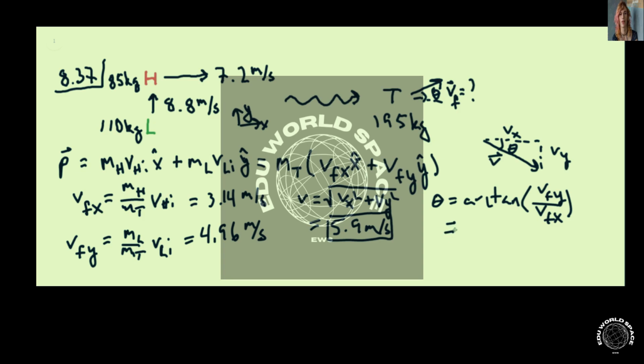And then putting these numbers we had before in, we get that the net direction is 58 degrees north of the east.